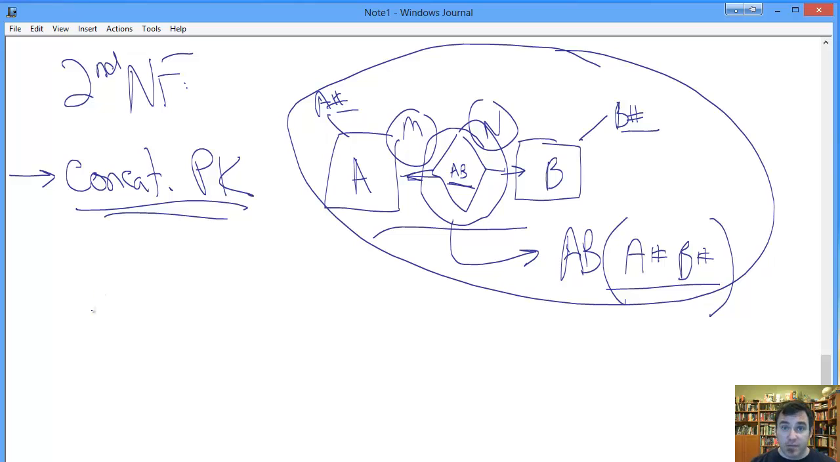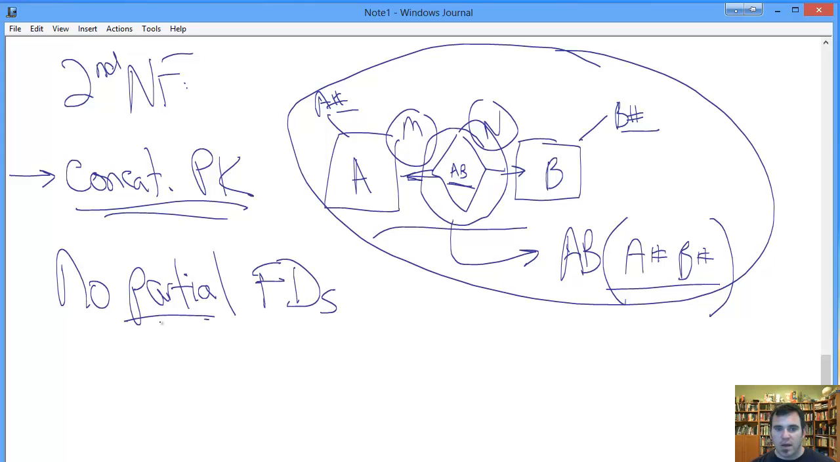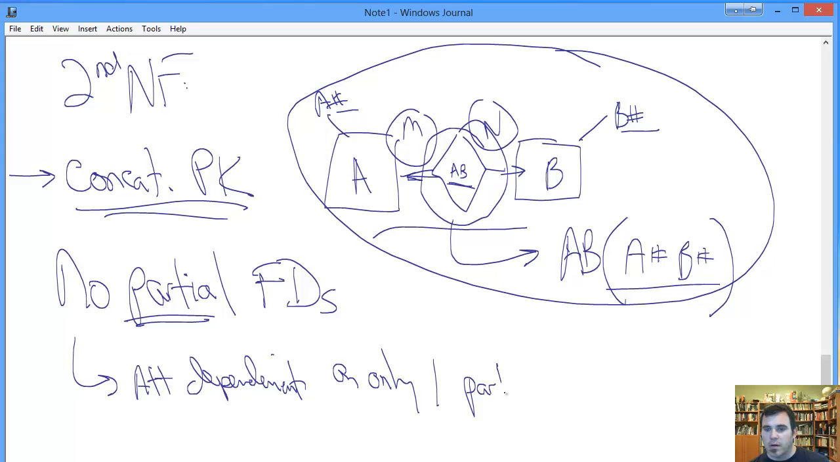And very, very non-technically, because we're just not going to worry about any rigor, for second normal form, you must have no partial functional dependencies. A partial functional dependency is when there is an attribute dependent on only one part of a multi-part PK.